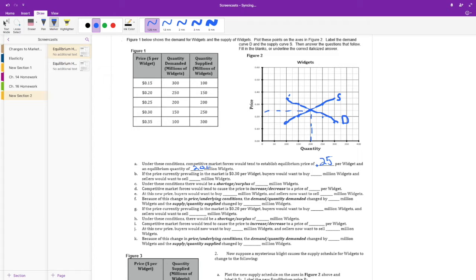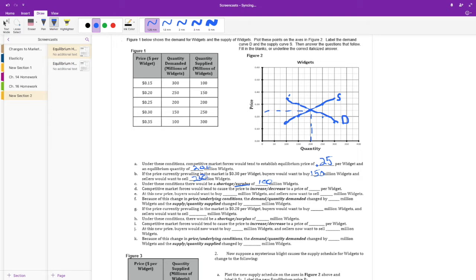If the price currently prevailing is 30 cents per widget, buyers would want to buy 150 million widgets. Sellers would want to sell, at that price, 250. And since the quantity supplied exceeds the quantity demanded, there would be a surplus of 100 million widgets, okay? So there's 100 million widgets unsold at a price of 30 cents. That'd be right up here, okay?